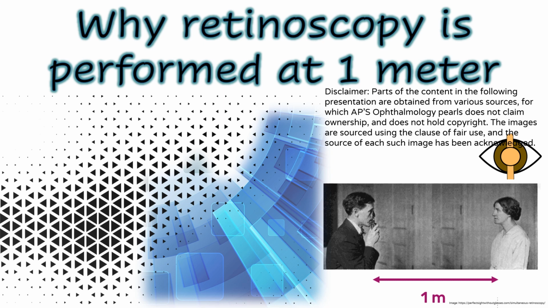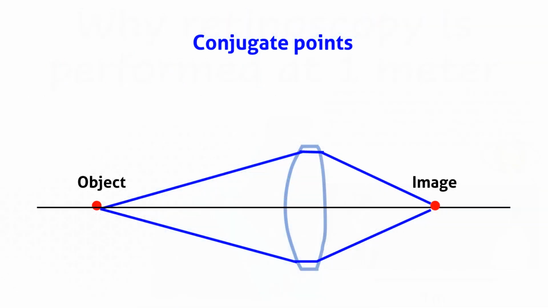Today we shall see why retinoscopy is performed at 1 meter distance. When considering refraction through a lens, points that form an object-image pair are said to be conjugate to one another. Because the paths of light are reversible, each point in a conjugate pair is the image of the other.